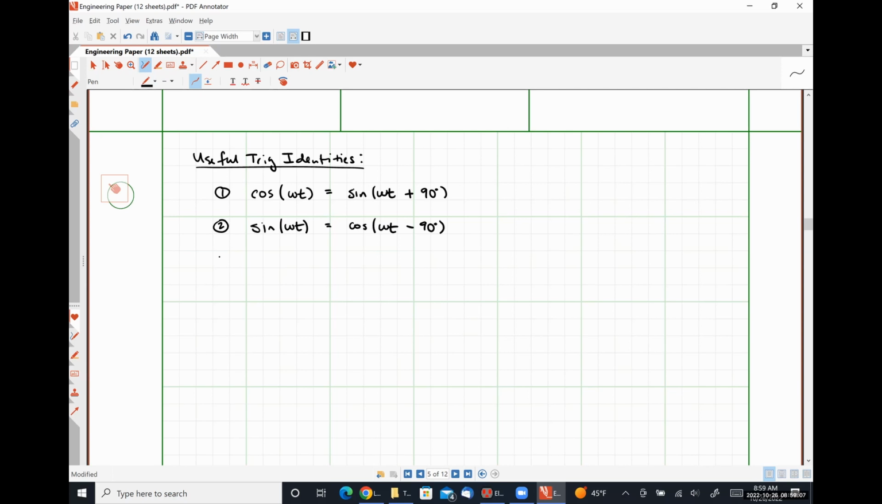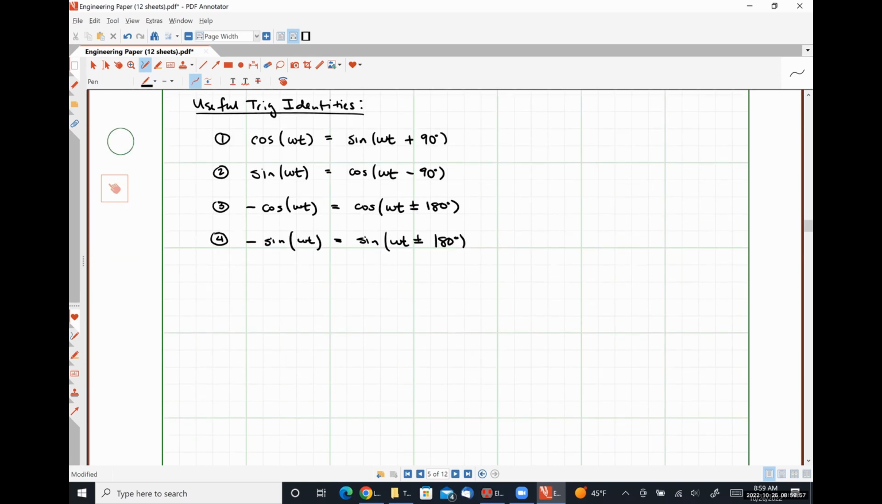All right. Negative cosine omega t is equal to cosine of omega t plus or minus 180 degrees. So effectively, a negative sign indicates that we have shifted it by half a cycle in either direction. Now we'll do the same thing for sine functions. All right. These are all fairly straightforward and just deal with shifting back and forth. Now we are going to look at some other identities.